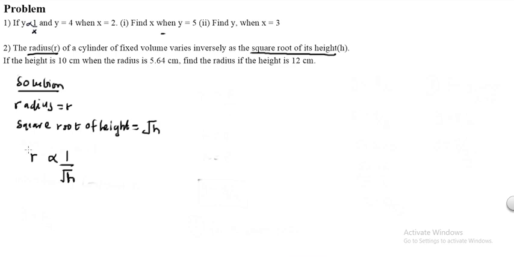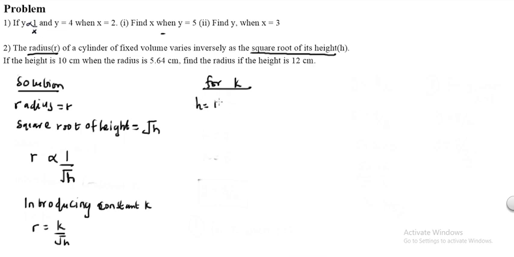Now that we have this, the first thing we want to do is convert it to an equation and introduce our constant. So introducing our constant k, we have r is equal to k over square root of h. Now the first thing we want to do is to find our constant k. If the height is 10 centimeters, the radius is 5.64 centimeters. So for constant k, we have values to help us find it. Those two values are h is equal to 10 centimeters and r is equal to 5.64 centimeters.